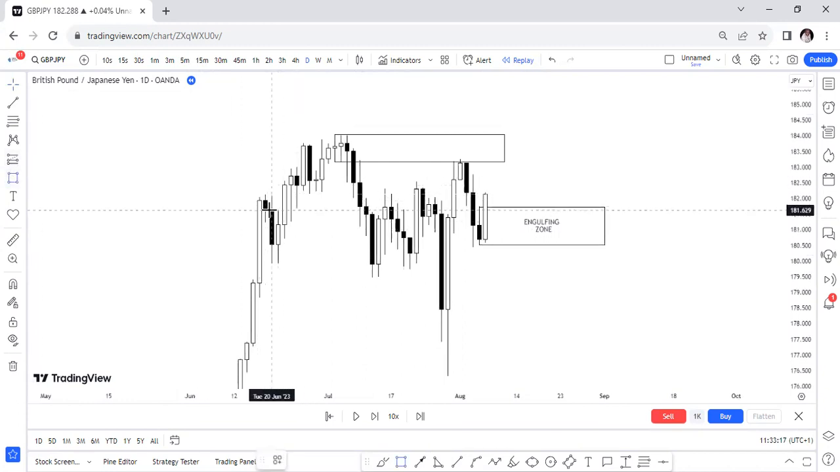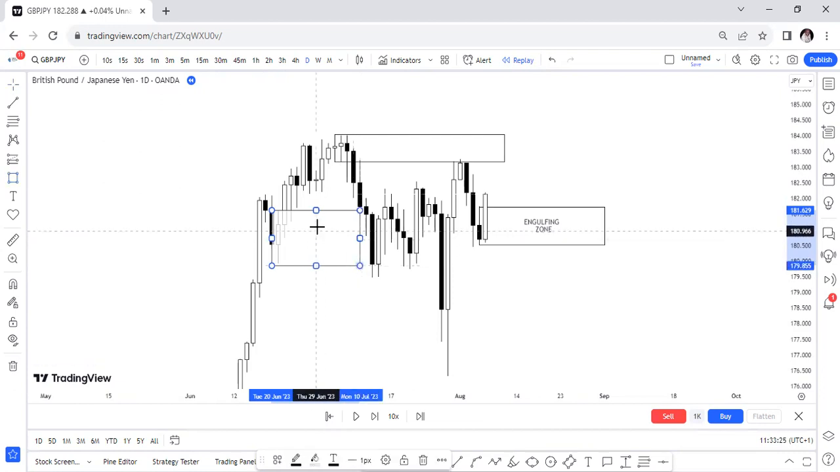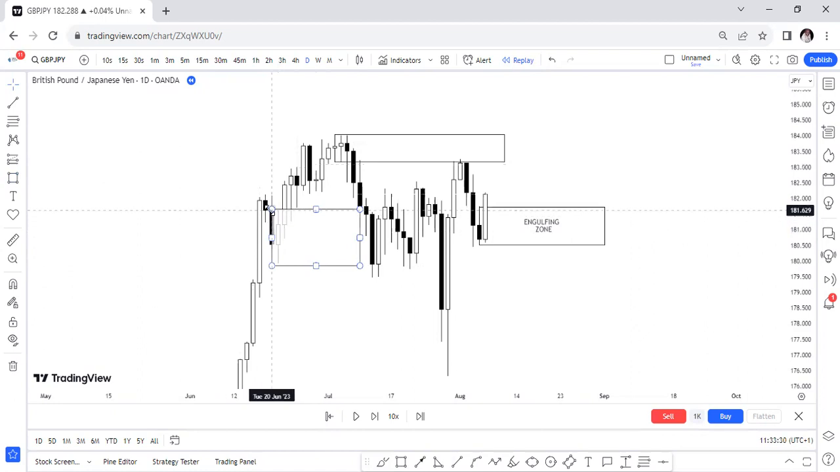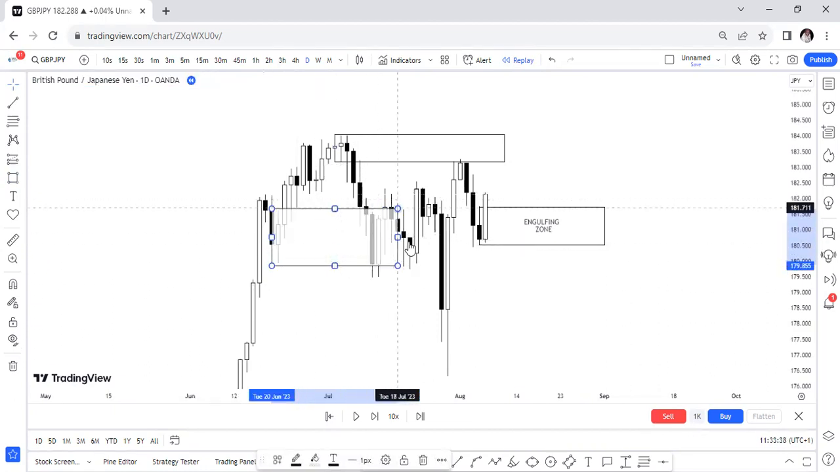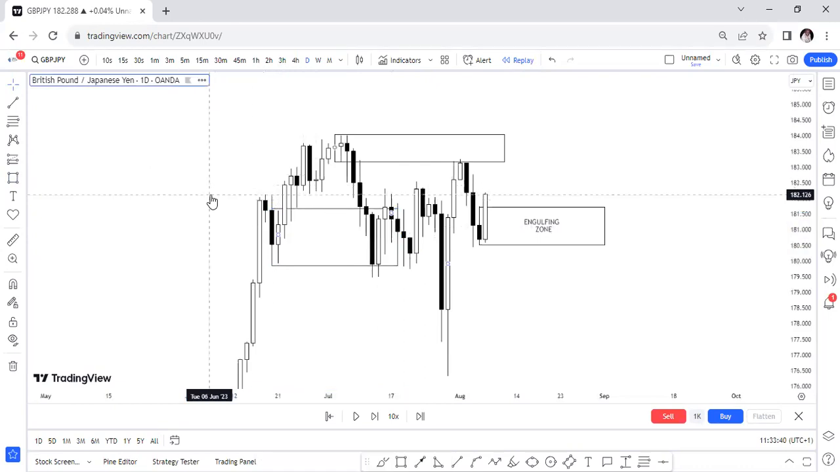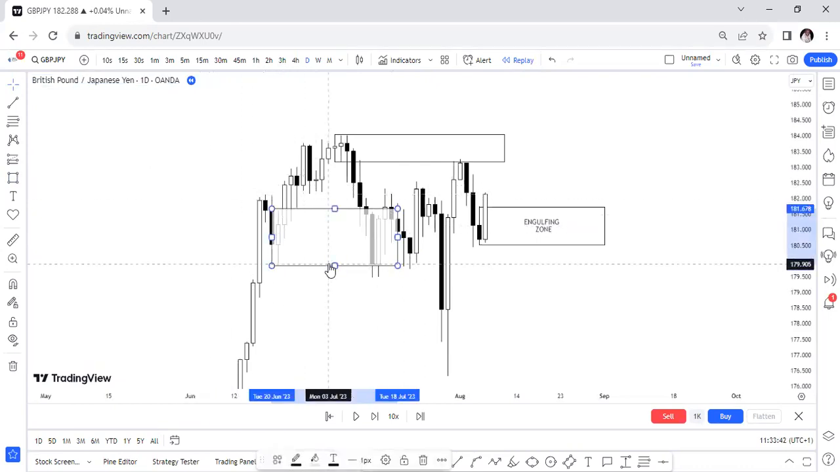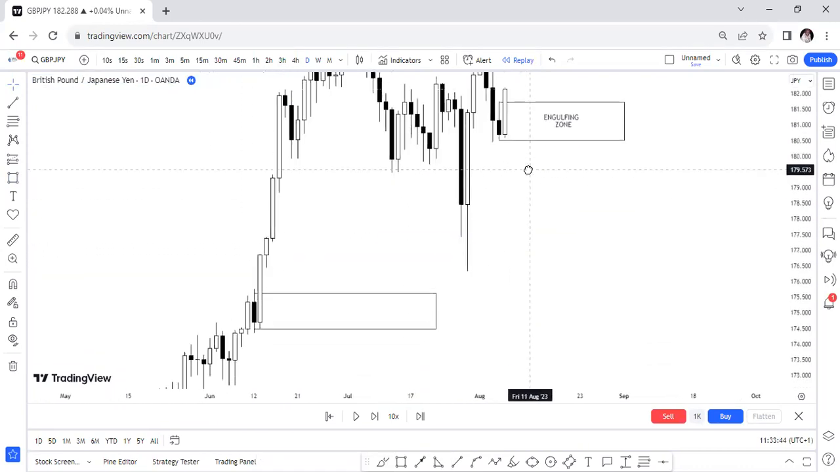As long as you see the variation here, the whole of this is engulfed by the body of this candle. Can you see it? You don't need to include this one. This one is okay, so it's not too large. And price tapped into this zone and went higher. That's engulfing for you.